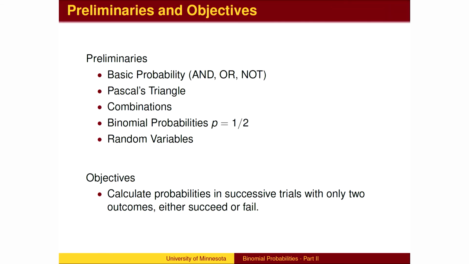You should be familiar with the basic notions of probability, including combining events with and, or, and not, Pascal's triangle, and its connection to counting combinations. You should also be familiar with binomial probabilities for coin flips, where the chance of success is 1/2, and with the concept of random variables. In this lesson, we will calculate probabilities in successive trials with two options, even if the chance of success is not 1/2.